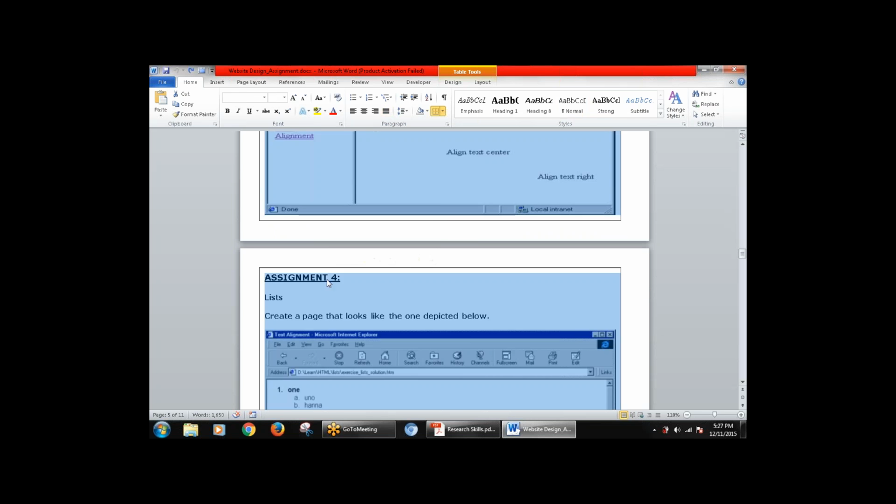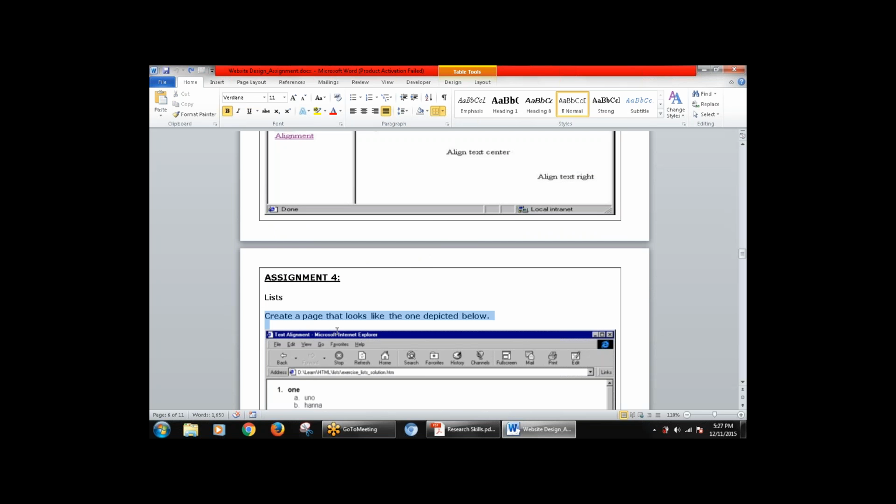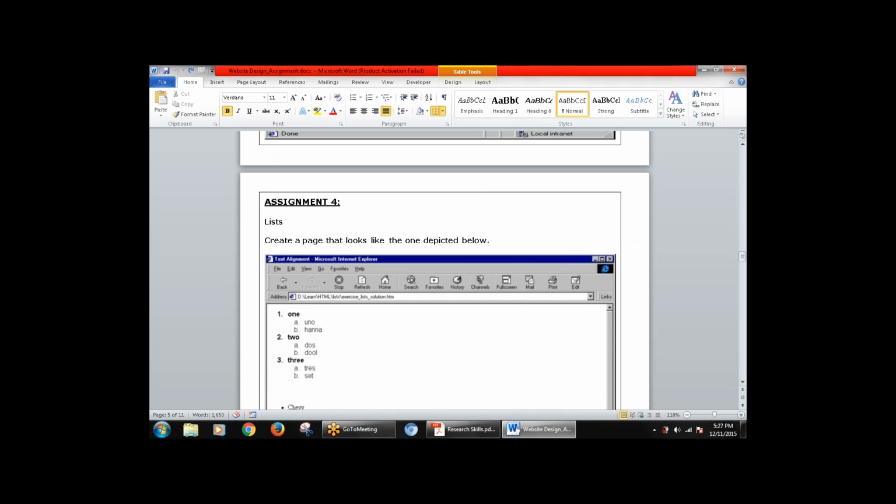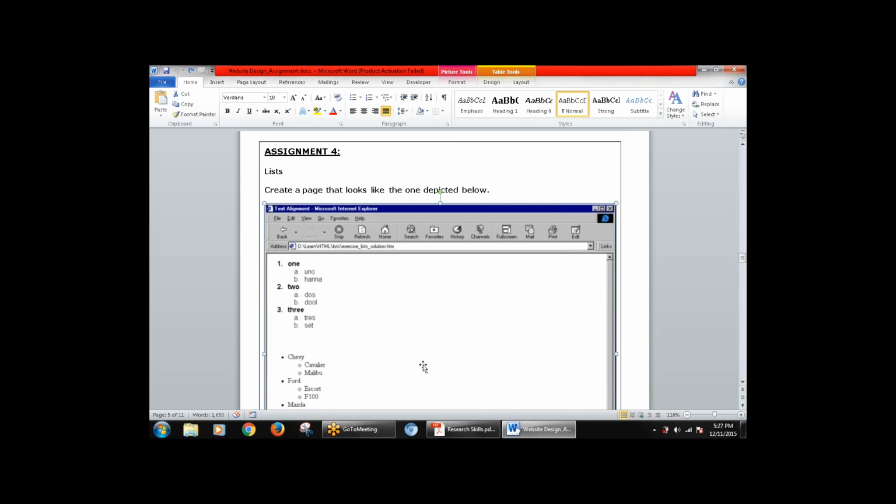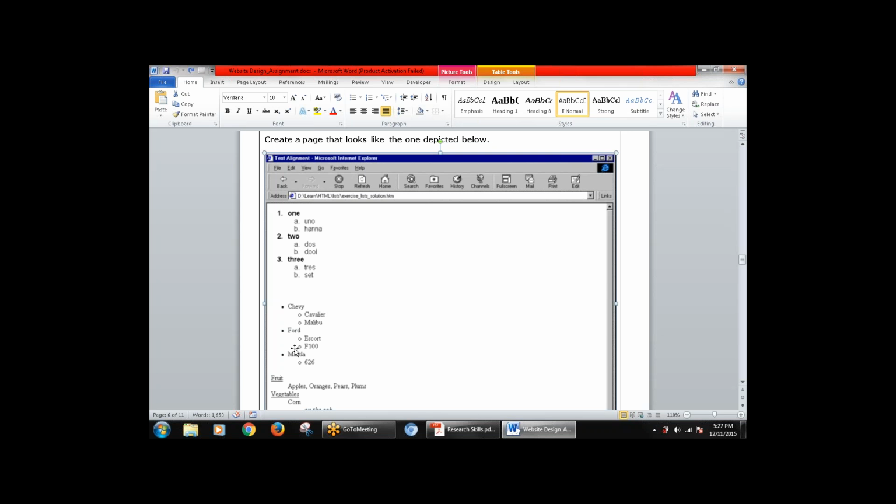Then assignment number 4 is a list. Create a web page that looks like the one depicted below. This list contains three points, each containing 2 parts. This is an ordered list because it is represented by 1, 2, 3. And this is the radio button list, that is the Chevy, Ford, and the Mazda.